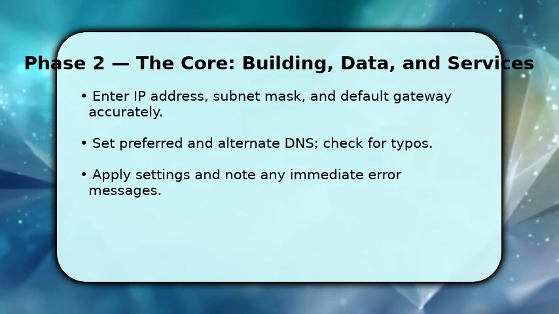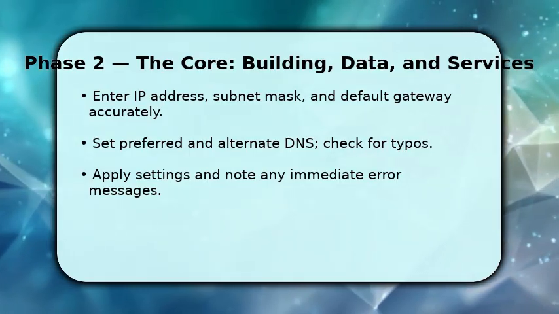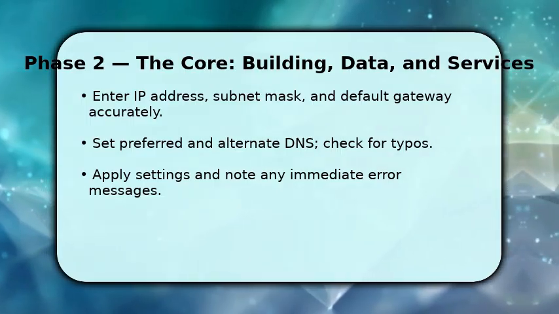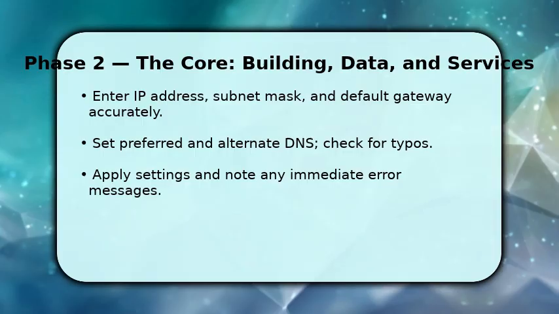Now you enter the actual values. Type the IP address, the subnet mask, and the default gateway exactly. For DNS, add a preferred and an alternate server. This keeps name resolution resilient. Once done, hit Apply or Save.